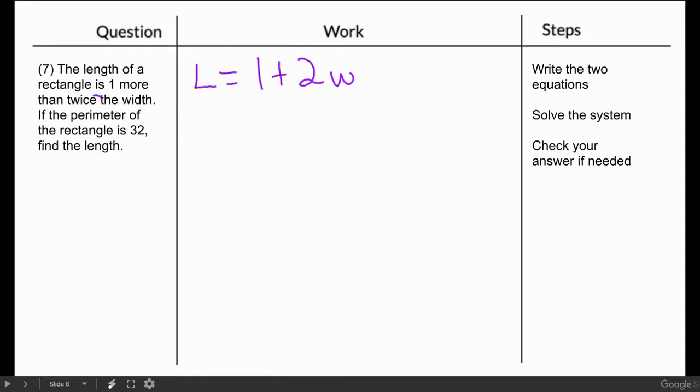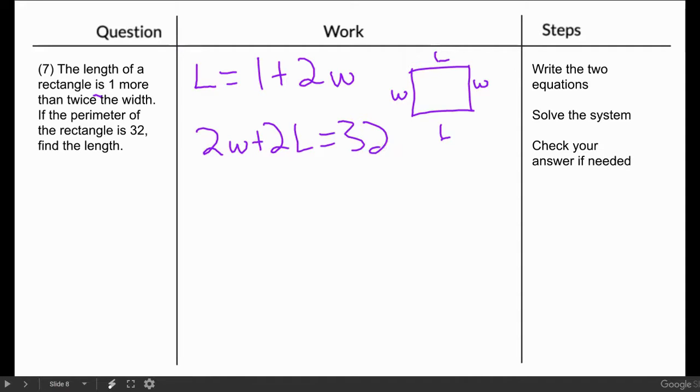So the perimeter, we've got to think about this. Remember a rectangle has 4 sides, where we have the width and the length here, and for the perimeter we're adding them all together, right? So we could say L plus W plus L plus W, but I also know that there's 2 L's and 2 W's. So for my equation here I'm going to say 2W plus 2L equals my perimeter, which is 32.